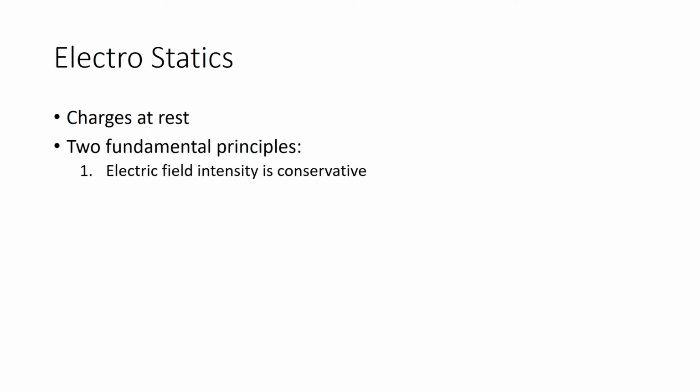The first of them is that electric field intensity is conservative. That is, the circulation of electric field intensity over a closed path is always equal to 0. Please keep in mind that this is for static fields only.